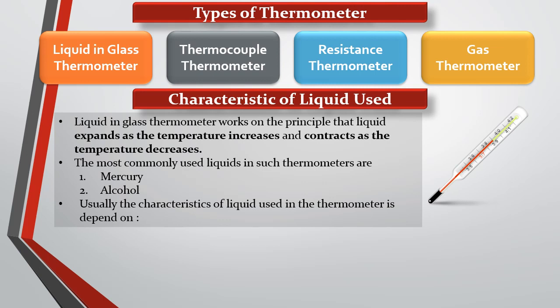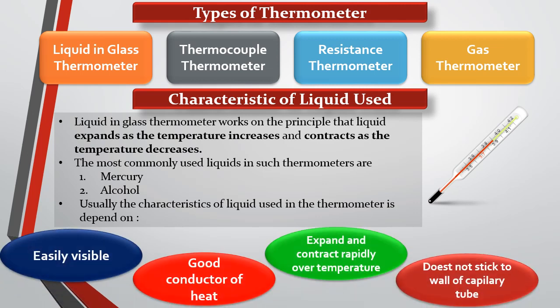The characteristic of liquid used in the thermometer depends on 4 characteristics that we consider. The first one, easily visible, easy to take the reading. The second one, good conductor of heat. This is very important because the liquid must be sensitive to any change of heat energy, so that we can take the reading accurately. Then expand and contract rapidly over the temperature, and the last one, does not stick to the wall of the capillary tube.